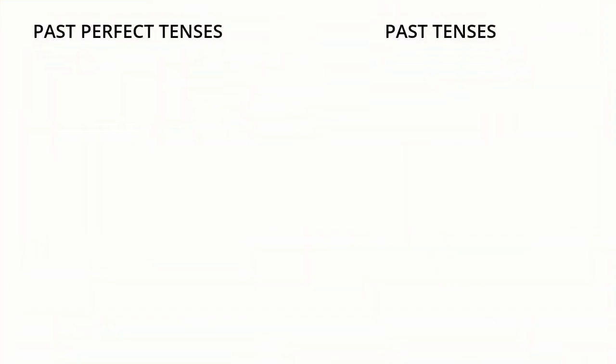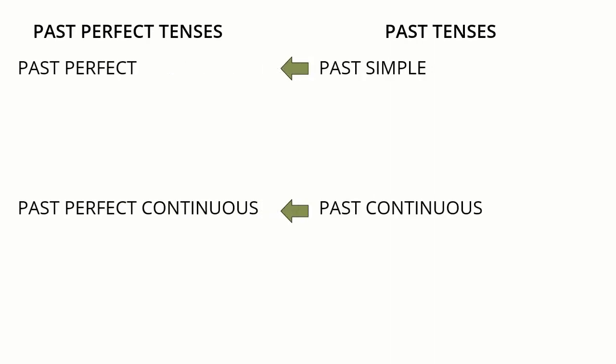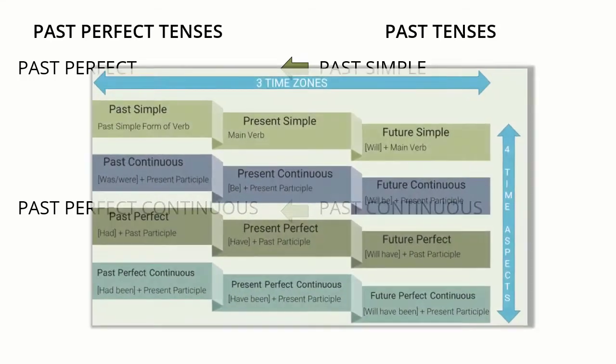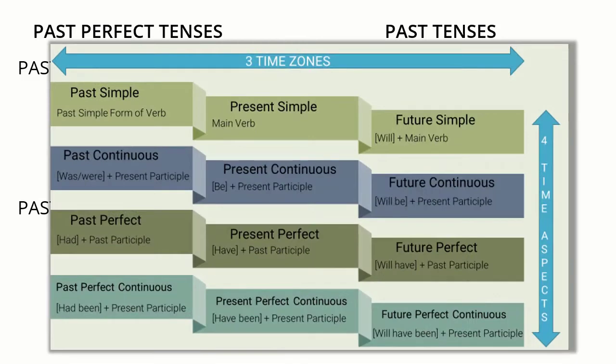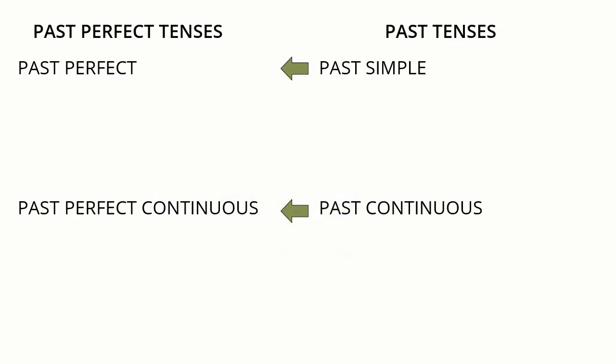Now let's look at past tenses. Notice here only 2 of the tenses shift backwards instead of 4. Generally in English there are 4 tenses in each time zone. So the present tenses have 4, the past tenses have 4, and the future tenses have 4. But the past perfect and the past perfect continuous don't need time shifts. So only the past simple goes back to the past perfect, and the past continuous goes back to past perfect continuous.